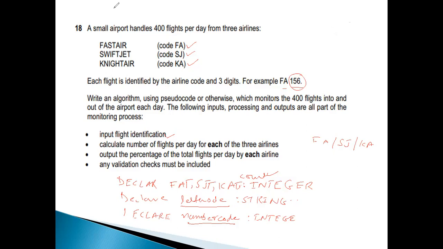No, wait, no, that's wrong. So I'll put the percentage of total flights per day by each of the airlines. Okay. So if total flights, so each airline, so you've got KA, FA, and stuff. The total flights per day is.